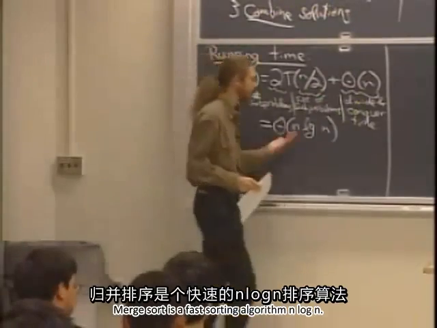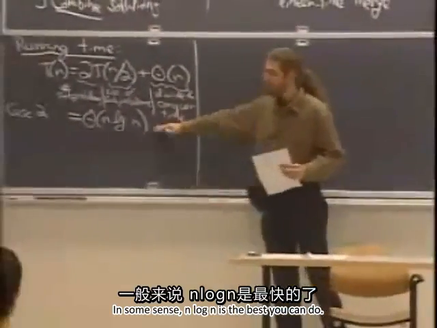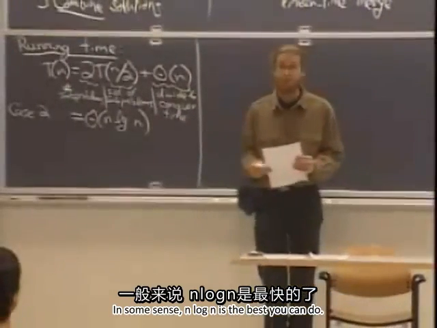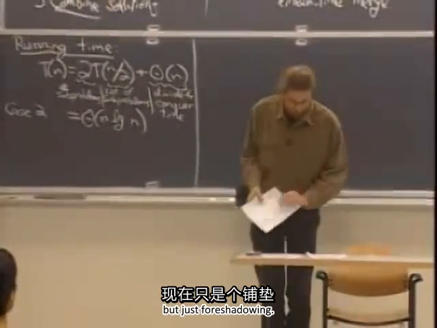Merge sort is a fast sorting algorithm, n log n. Insertion sort was n squared. In some sense, n log n is the best you can do. We'll cover that in 2 lectures from now, but just foreshadowing.